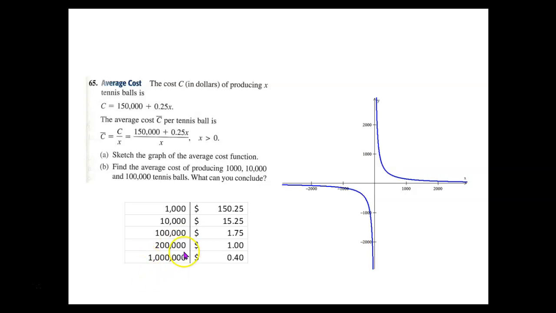If x is 200,000 tennis balls, then the average cost per tennis ball goes down to $1. And if you were making 1,000,000 tennis balls, then the average cost per tennis ball would be just 40 cents. So the greater x is, the smaller the value of this rational function is. We'll come back to this example later on and talk more about what's going on here in the long run. But first, another example.